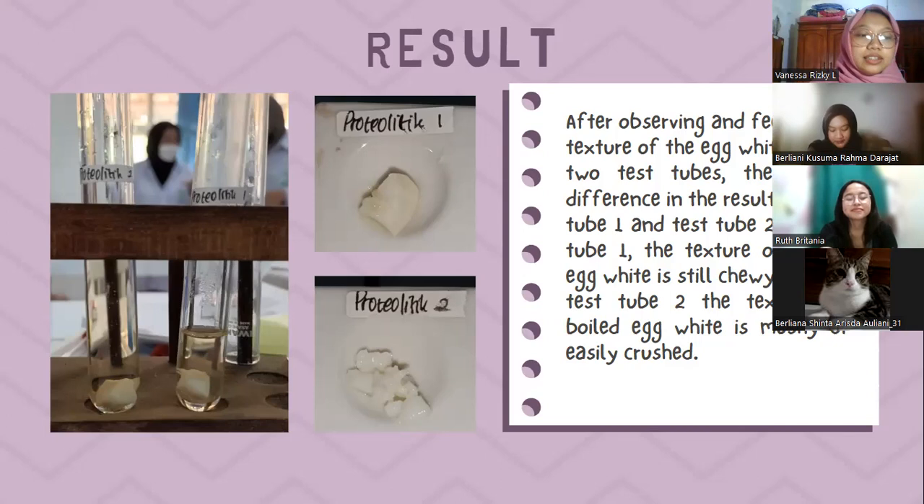You can see in the picture that the result of test tube 2, the boiled egg white has been crushed into several parts because when I held it, it was soft and it turned out to be easily crushed. And the color of the solution is slightly clear brown in test tube 1 on the right, clearer than test tube 2 on the left.